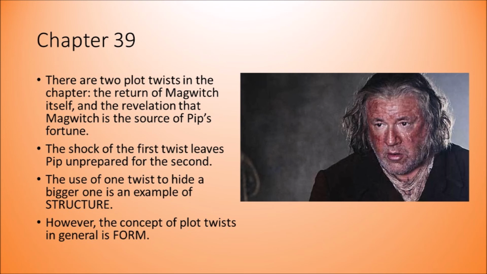Now, if we're talking about where the twists come, and the fact that one twist is used to hide a second, that I would say is really an example of structure. But the use of the twist in the first place, that is an example of form. So here we've got an example of analysing both structure and form together.